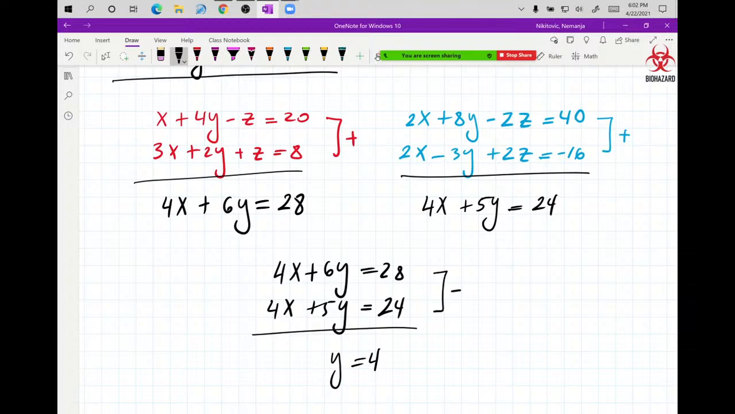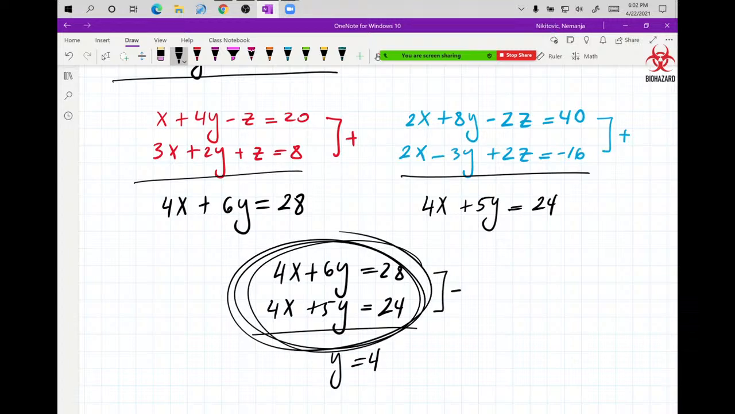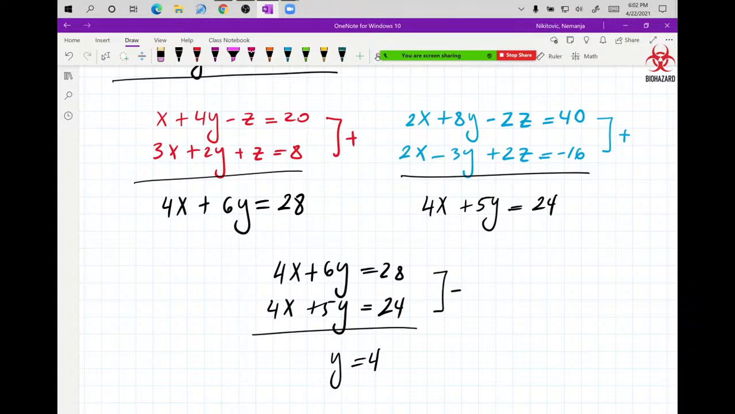We have two equations to pick that connect y to x. So we can say 4x plus 6 times 4 is equal to 28. 4x is equal to 28 minus 24. X equals 1, right? Because 4x equals 4. Divide both sides by 4. And we get this one.